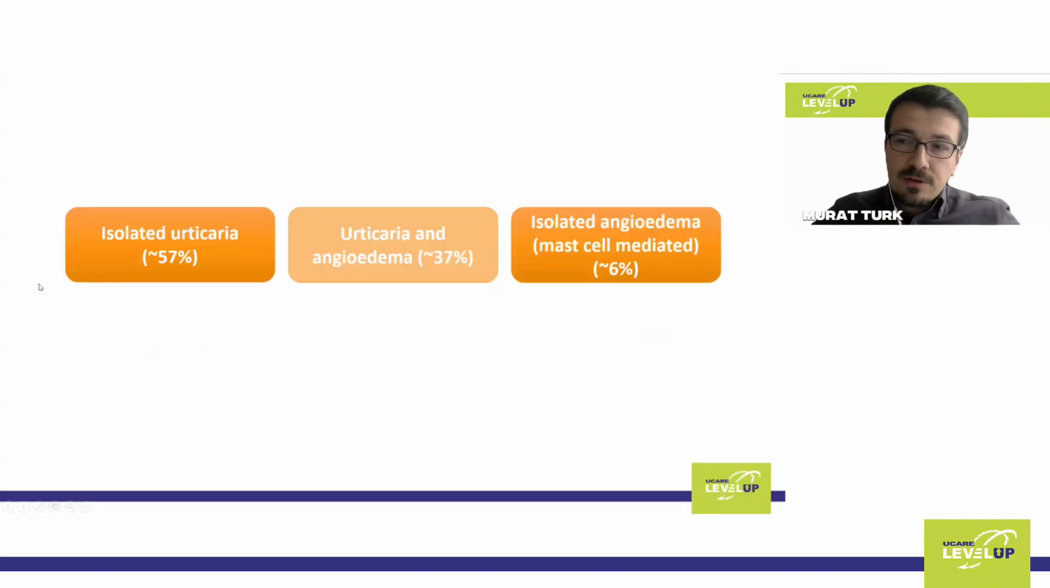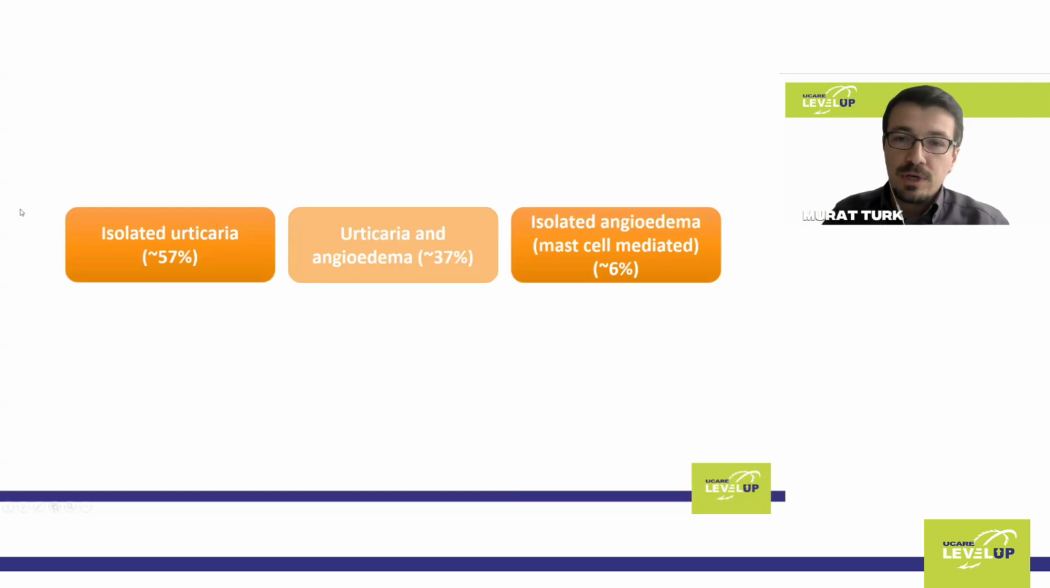So when we talk about chronic spontaneous urticaria, we said that we have three main phenotypes. Isolated urticaria, which comprises most of our patients. Nearly half of our patients have isolated urticaria. From the rest, most of them have urticaria and angioedema at the same time. And there's a tiny group, which is the mast cell-mediated isolated angioedema.